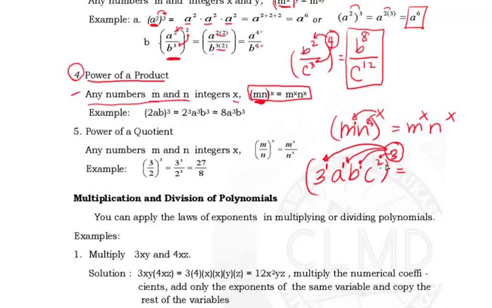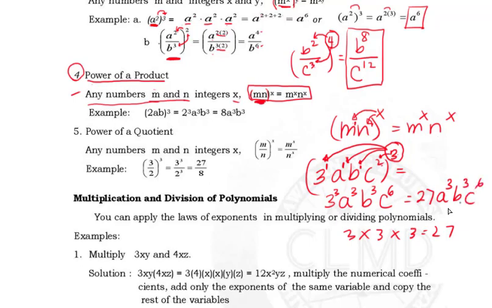Okay? So, ang final result is 3 cube, a cube, b cube, and then c, 2 times 3 is 6. So, final answer, what is 3 raised to 3? 3 times 3 is 9, times 3 is 27. So, ang sagot po ay 27 a cube, b cube, c raised to 6. Okay? So, ito po ang halimbawa natin.